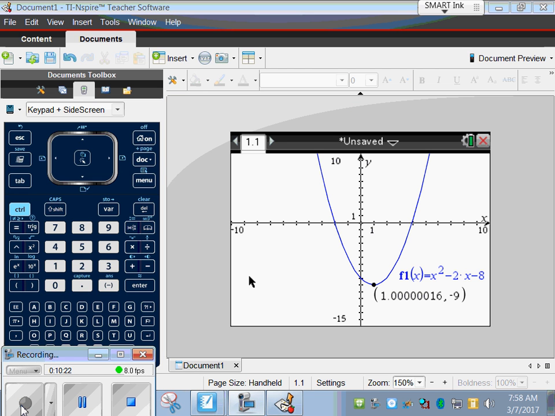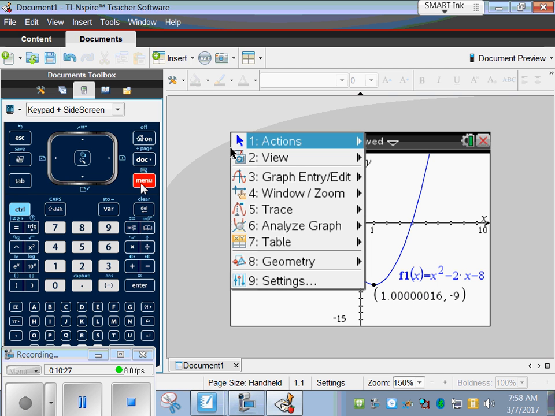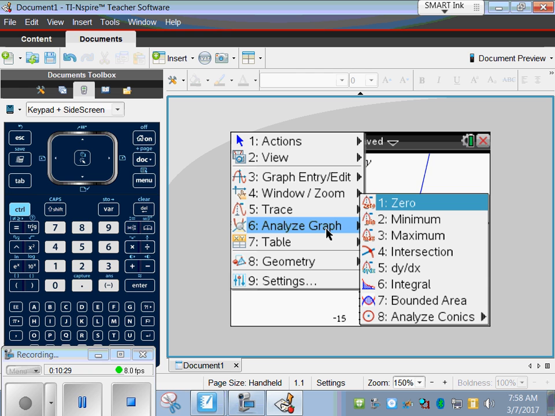Guys, we're going to find the x-intercept, solutions, roots, or zeros. You got to do it twice. This time you go to menu, and you go to analyze graph. Which one of those are we going to use? Nope. Intersection is two graphs. Zero. So remember, what are the four words that all mean the same thing? You should learn them. Zeros, x-intercepts, solutions, and roots. They all mean the same thing.